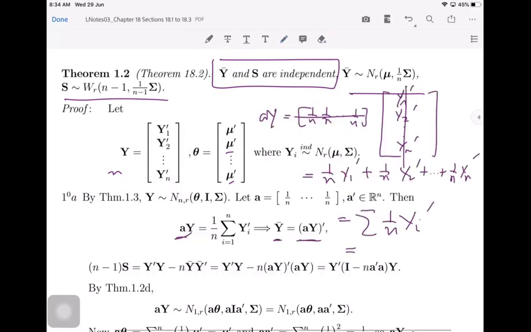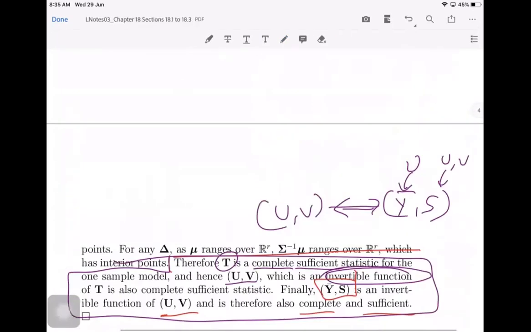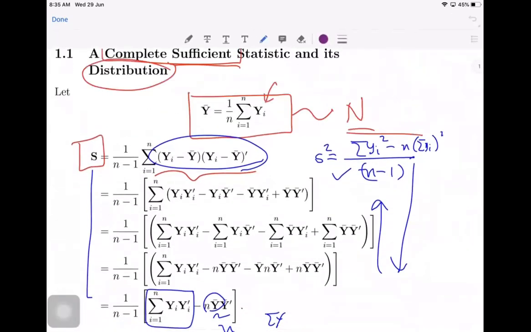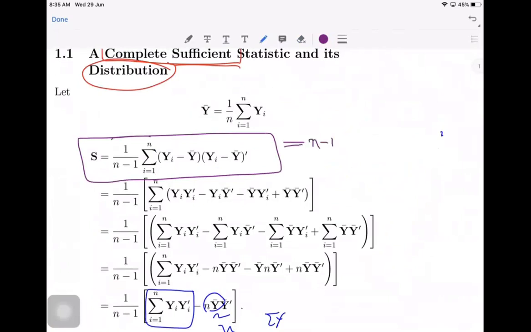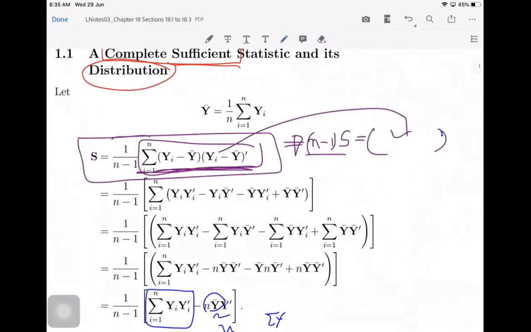And n minus 1 times S. So note that your S is defined as, if we look at your S, how is S defined? Your S is defined by this. So it means that n minus 1 S will be defined by this summation here. No? So this is the n minus 1 S, that term, the summations.